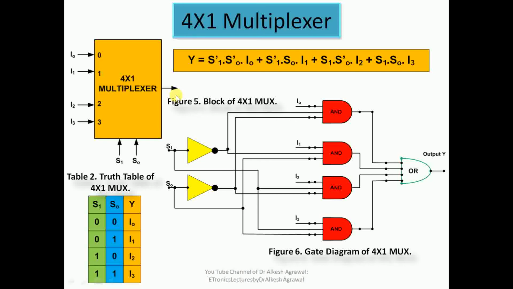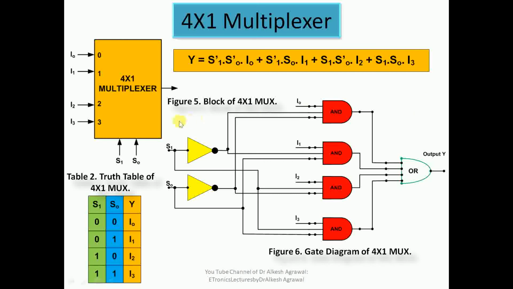This is the Boolean expression. For the combination 0 0 with I0, it can be written as S1 complement, S0 complement and I0. This is the first term. For the combination 0 1 with I1, we have S1 complement, S0 and I1. This is the second term. For the combination 1 0 with I2, we have S1, S0 complement and I2, the third term. And for 1 1 with I3, we have S1, S0 and I3, the fourth term.